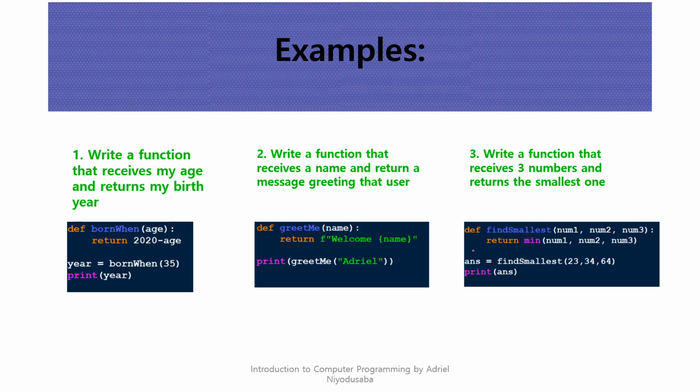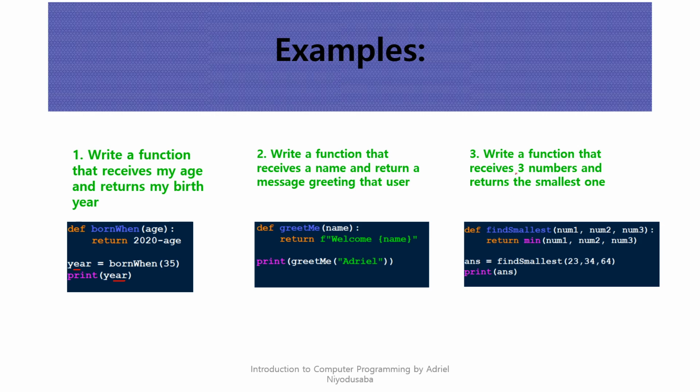I think I can actually talk about a few of them. This one was to write a function that receives my age and returns my birth year. I called it born when, again a good name. It receives age and returns 2020 minus age, and you can invoke it, save its output to a variable, and print that variable to see the output. The second one is quite easy.